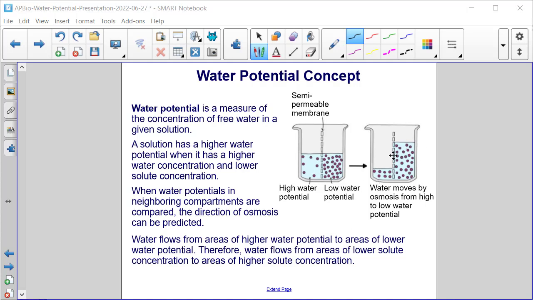So you can see that movement of water here. Water moves by osmosis from high to low water potential. So the water moved from the left side of the beaker to the right side.